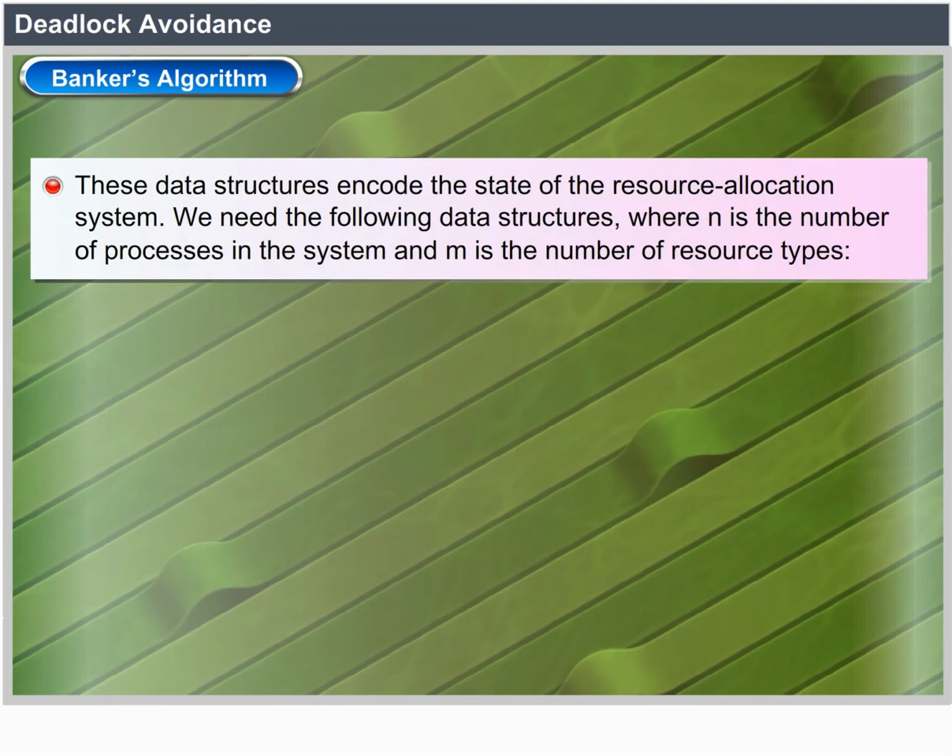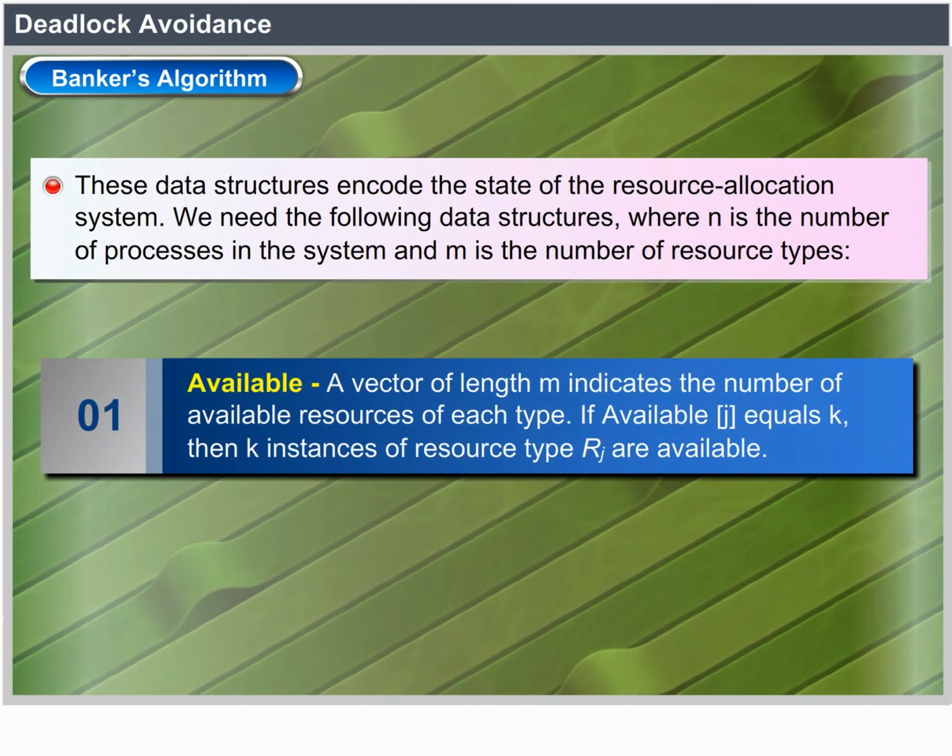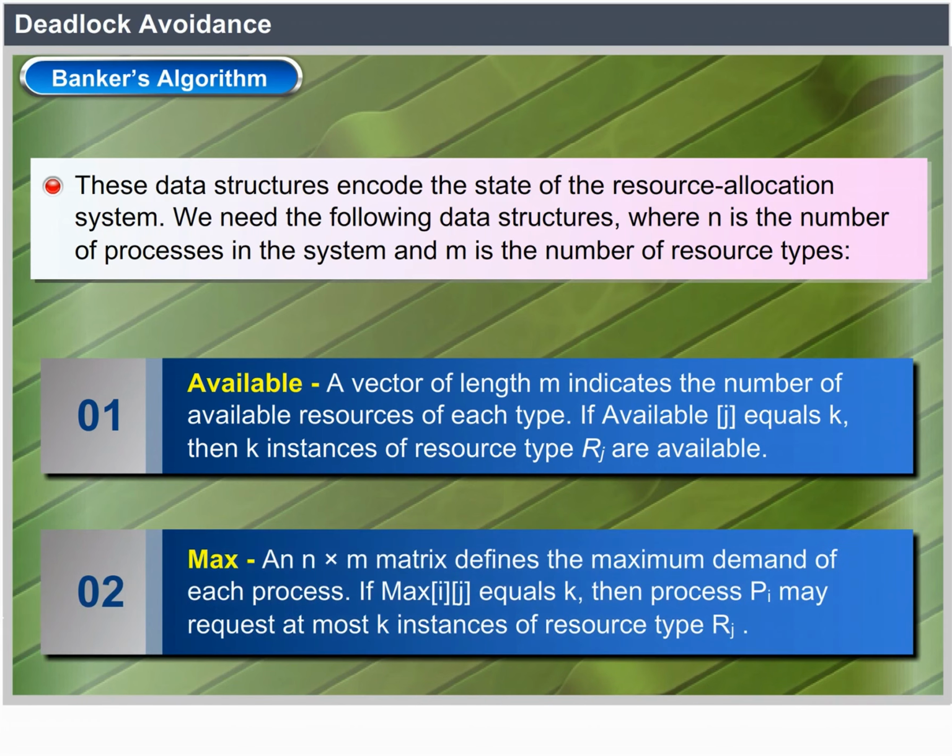We need the following data structures, where n is the number of processes in the system and m is the number of resource types. Available: a vector of length m indicates the number of available resources of each type. If Available[j] equals k, then k instances of resource type Rj are available. Max: an n times m matrix defines the maximum demand of each process. If Max[i][j] equals k, then process Pi may request at most k instances of resource type Rj.